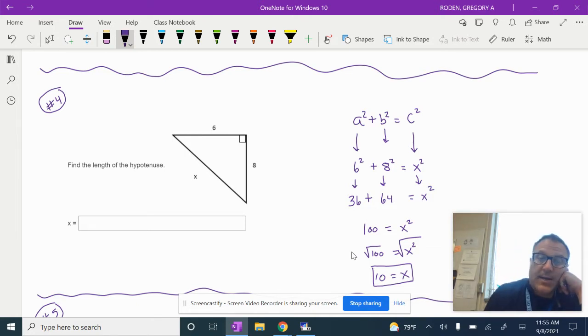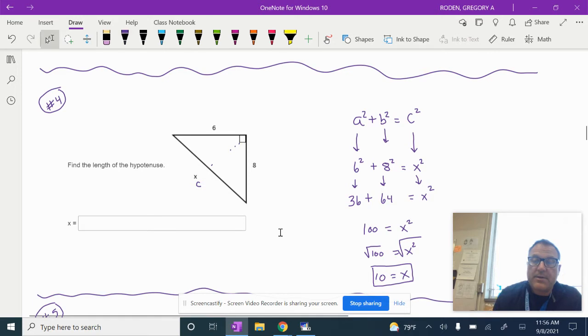So in this case, x is going to be our c because it's the longest side and it's opposite the right angle. So a and b can either be 6 or 8. So I said 6 squared plus 8 squared equals x squared. Well, what is 6 squared? 6 squared is 36. 6 times 6 is 36. What is 8 squared? 8 squared is 64. 36 plus 64 is 100. So we get 100 equals x squared.